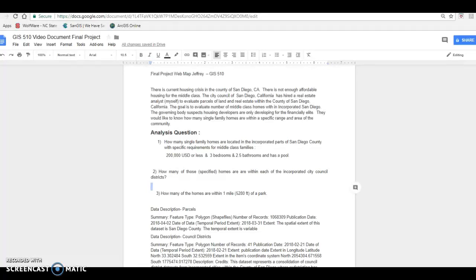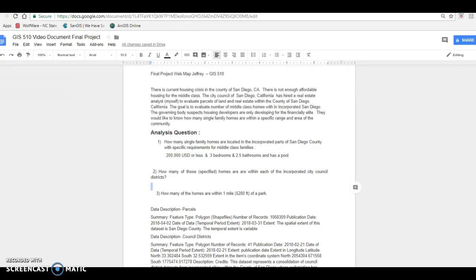There is a current housing crisis in the county of San Diego. There is not enough affordable housing for the middle-class families. The city council has hired a real estate agent or analyst, myself, to evaluate parcels of land and real estate within the county of San Diego, California.